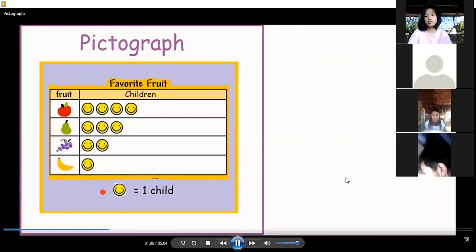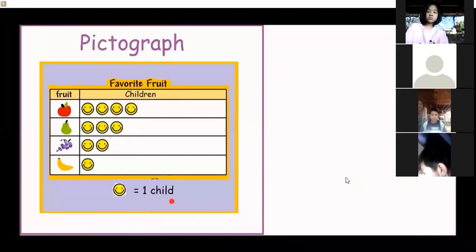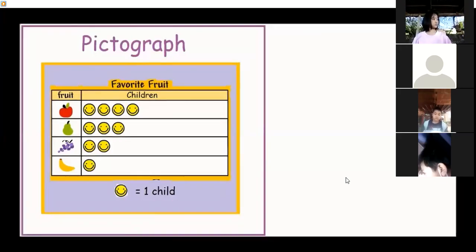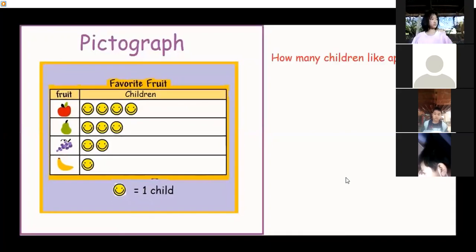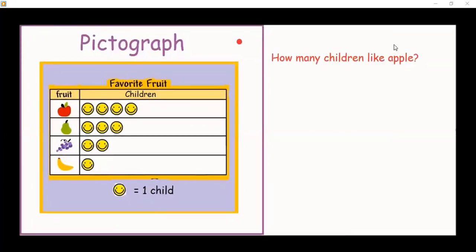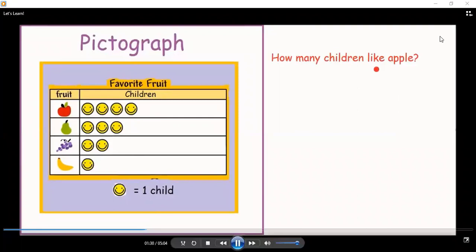An important part of our pictograph is called the key, and our key here is one smiley face is equal to one child. We will now answer some questions about this pictograph. How many children like apple?